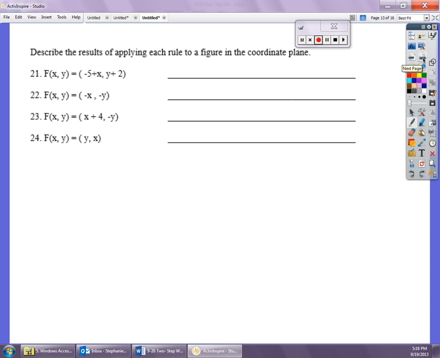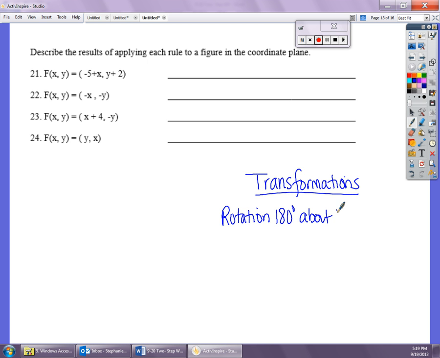Just as a reminder to you, I will write your transformations that you do need to know and study in your notes. You have a rotation of 180 degrees about the origin, and that's represented by negating both x and y. So if you started here, the rotation is going to bring you here. Okay.